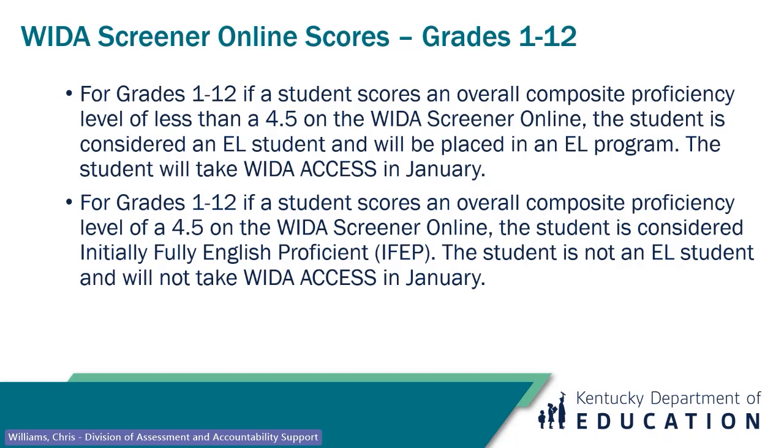For grades 1 through 12, if the student scores an overall composite proficiency of 4.5 or higher on the WIDA screener, the student is considered what we call initially fully English proficient, and the student is not EL and would not take Access in January. So that's very important, and you would also make sure to enter their scores manually in Infinite Campus. And we'll have a module on how to enter that information into Infinite Campus once the student is identified as EL.